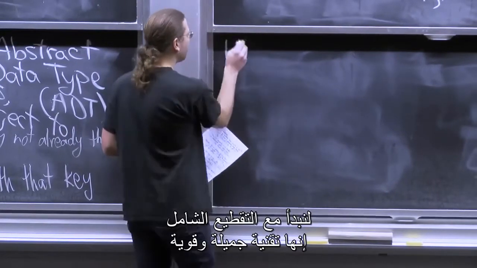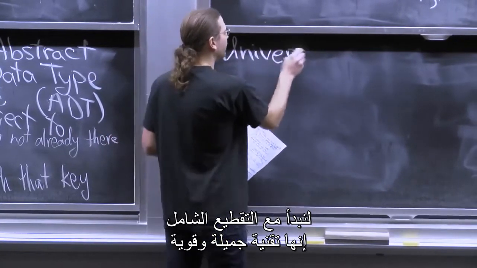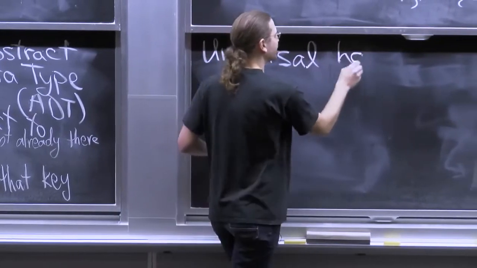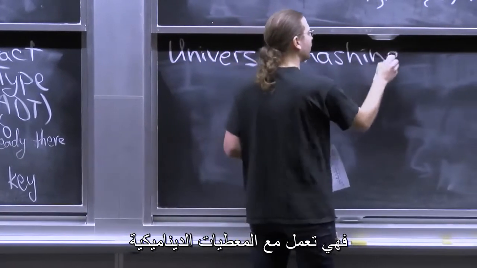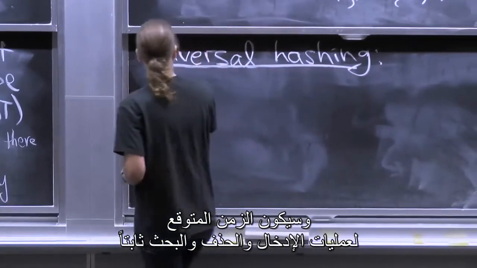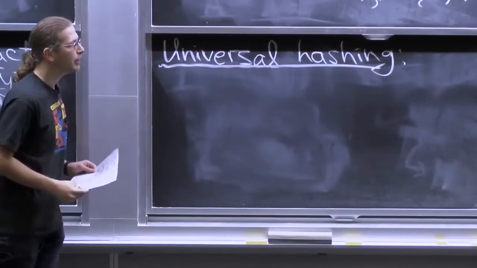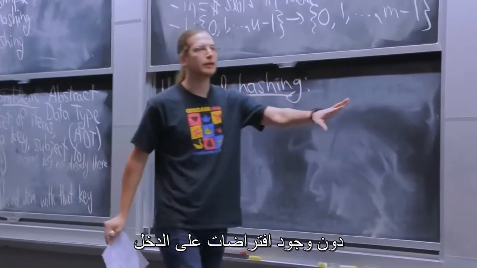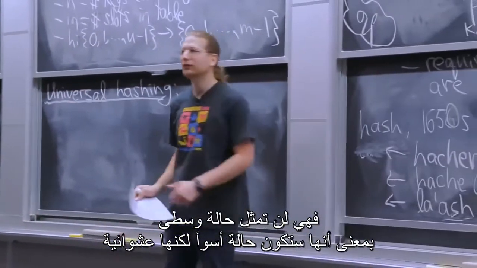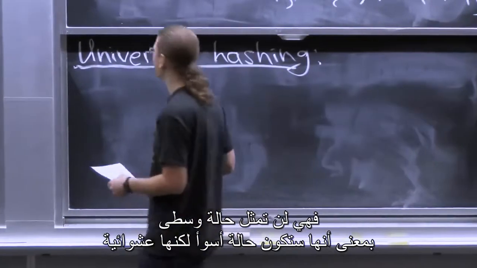All right, but let's start with universal hashing. This is a nice, powerful technique. It works for dynamic data. Insert, delete, and search will be constant expected time with no assumptions about the input. So it will not be average case. It's in some sense worst case, but randomized.